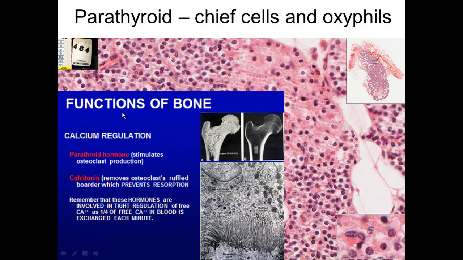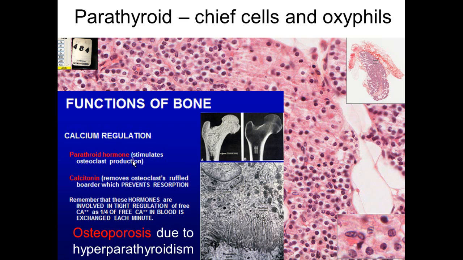Now remember, when we were talking about bone, calcium regulation was a big function of bone. And remember that hormones are involved in tightly regulating it, with about a quarter of free calcium in blood exchanging every minute. That's pretty good. And the parathyroid hormone acts by stimulating osteoclast production. So you have a greater number of osteoclasts when parathyroid hormone is prevalent.